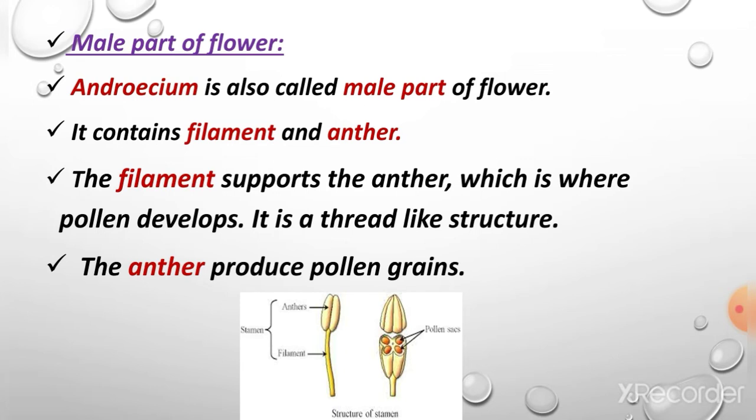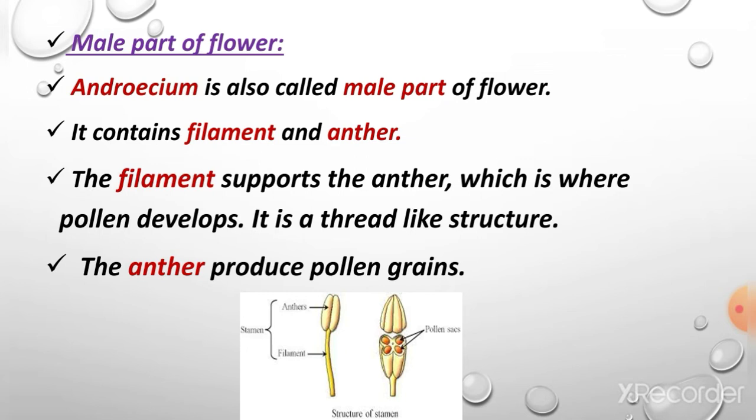The filament supports the anther, which is where pollen develops. It is the thread-like structure. So the male part of the flower means androecium. What are the two things in the male part of the flower? That is the stamen, filament and anther. What is filament? It is the thread-like structure. Here the pollen develops. And what is anther? The anther produces pollen grains. This is the main thing for the pollination process.